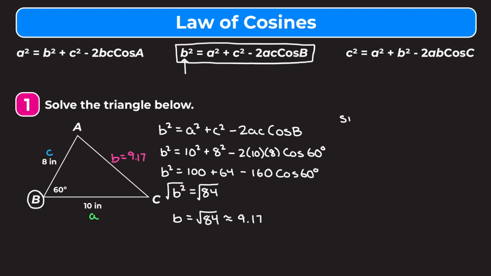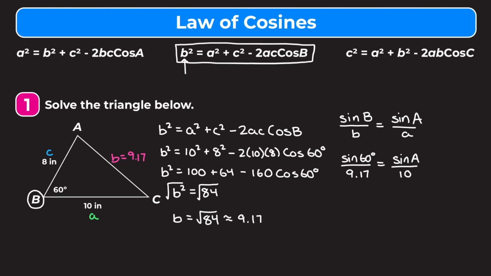So what we're going to do is use the law of sines. Remember, the law of sines says the sine of any angle in a triangle over the side that corresponds to it is proportional. So we could say the sine of B over side B is equal to the sine of angle A over side A. And now we are going to plug in what we know. So we know angle B is 60 degrees, so we're going to say the sine of 60 degrees over side B, which we just found is 9.17, is equal to the sine of angle A, and we're solving for angle A, over side A, which is 10 inches.